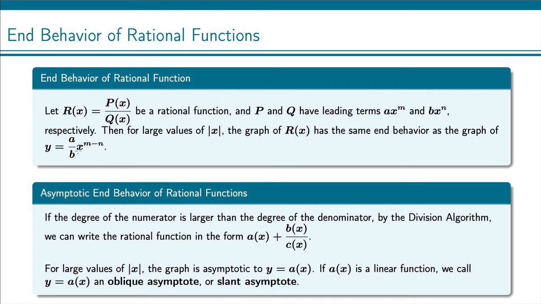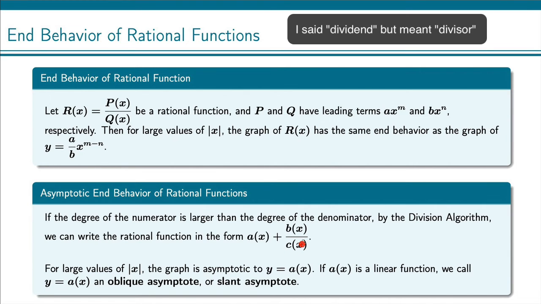Now, we can get a little bit more precise than this and talk about asymptotic end behavior. Okay, and this is where we can do a long division. So if the degree of the numerator is larger than the degree of the denominator, then by our division algorithm, we can write the rational function in this form: a of x, which is our quotient, plus, and then b of x, which is the remainder, divided by c of x, the original dividend.